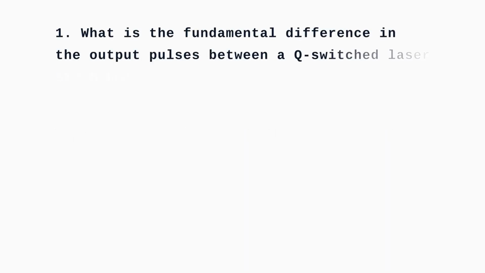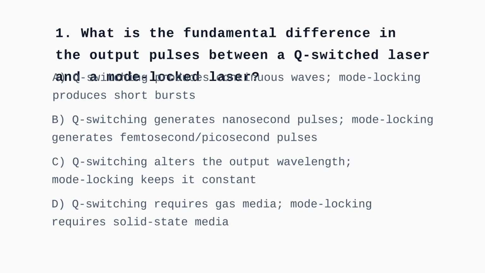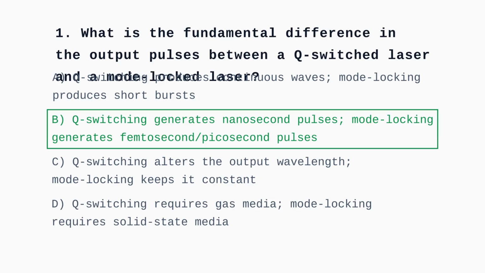Question 1. What is the fundamental difference in the output pulses between a Q-switched laser and a mode-locked laser? While Q-switching stores energy to emit high-power nanosecond pulses, mode-locking locks the relative phases of cavity modes to generate ultra-short picosecond or femtosecond pulses.